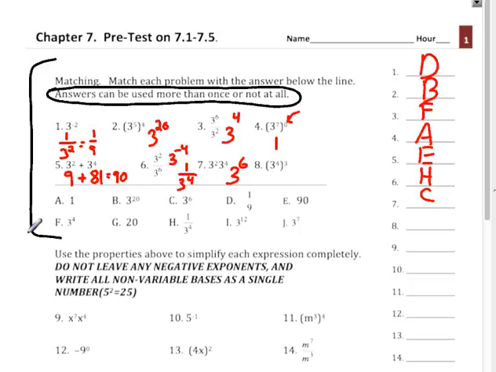Which is different than one like number 8. Okay, number 8, I don't see them written separately. I don't see separate 3s happening. It's just one 3 with a power of a power. So that's why number 8 is different, okay? Power of a power takes us back to multiplying the exponents together, and that is going to leave us with letter I.